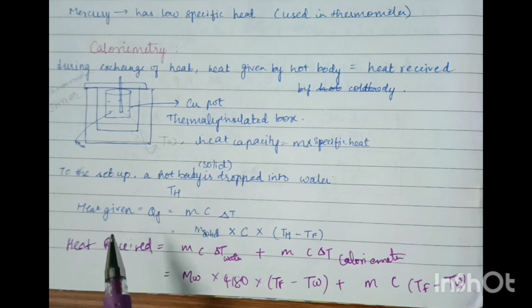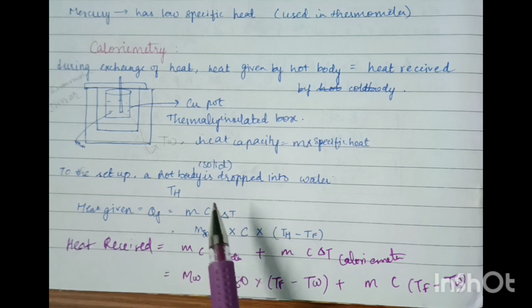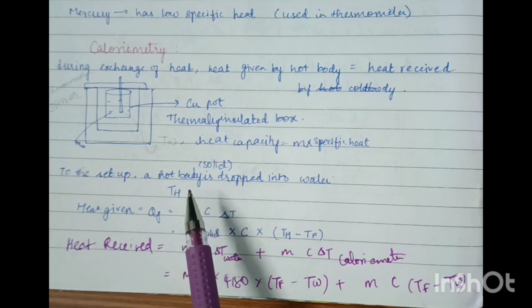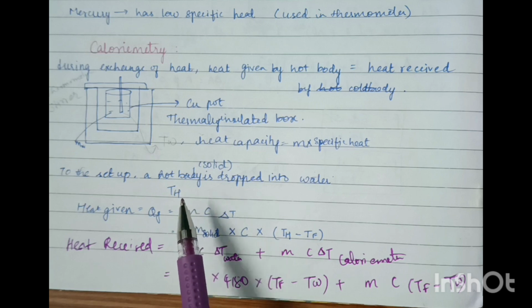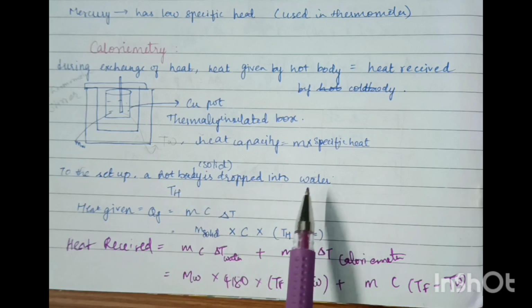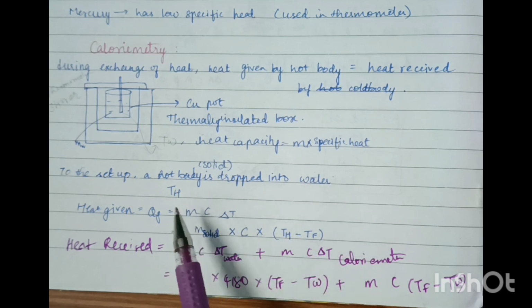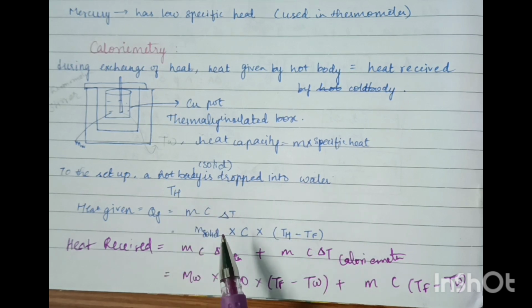Now we are going to drop a hot body of temperature TH into that water. So what will happen? That hot body will lose heat, and the water and calorimeter both will take the heat. So the heat is lost by the hot body and the heat is gained by the water and the calorimeter.